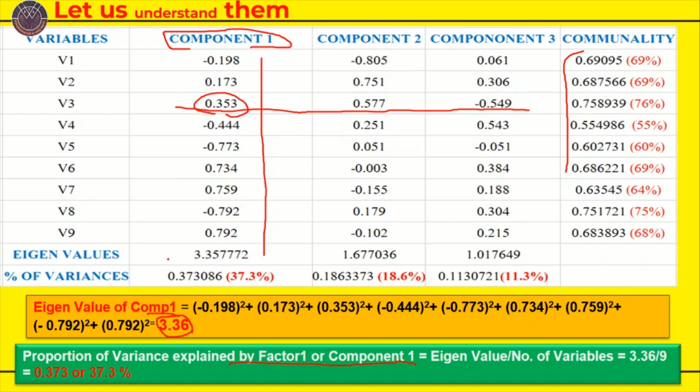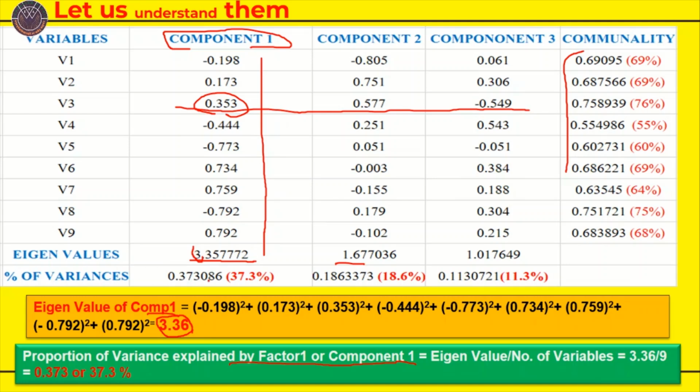Now again you have to understand what the benchmark is for deciding which eigenvalues we have to consider. Ideally, eigenvalues above 1, that is, here it is 3 point something, here it is 1.6, here it is 1. So these three components can be considered. The eigenvalues above 1 are taken into consideration, and the components having eigenvalue below 1 are not found significant enough to describe the set of variables. That's why they should not be taken into consideration.